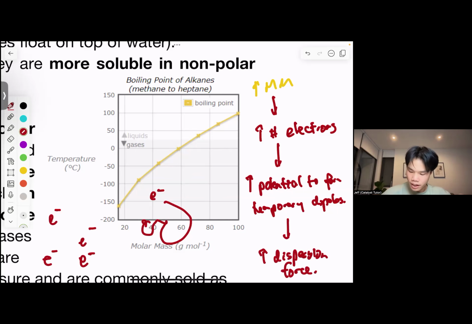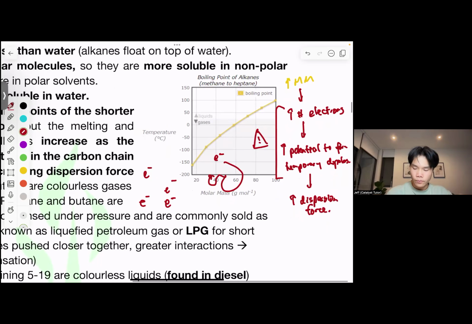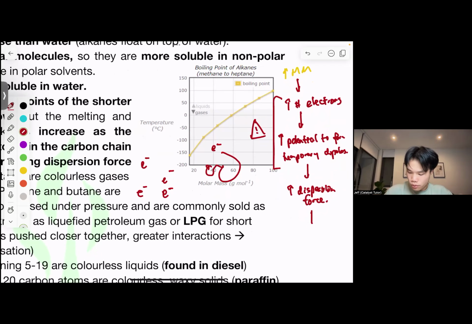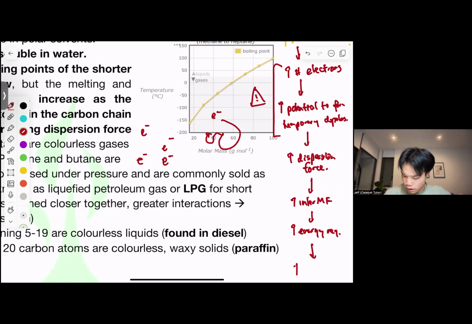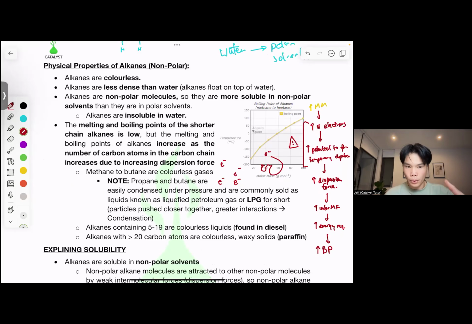So bridging these two steps, super commonly missed. That'll elevate your response. Then when you talk about increase in dispersion force, it means an increase in intermolecular force, which increases the energy required to break. And so you increase in boiling point. That's the full flow of things.